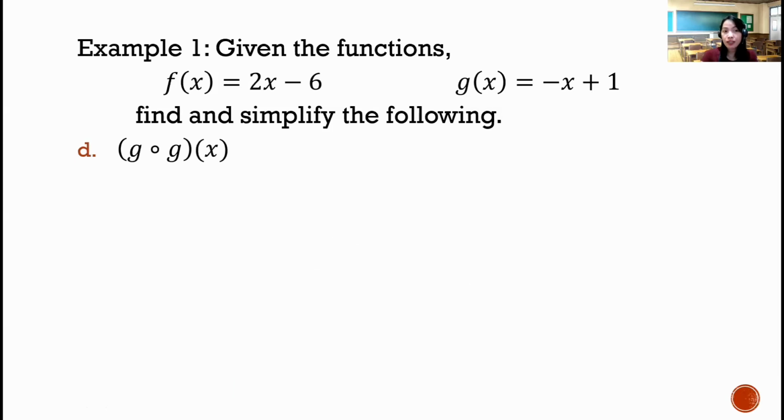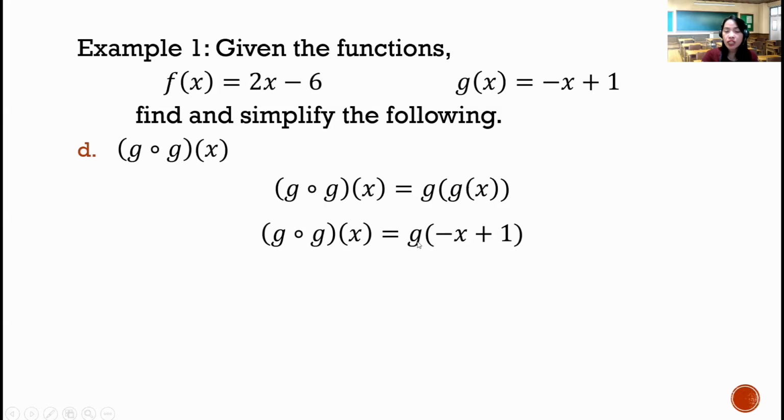And for example 1, letter D, we are going to find and simplify the following. The given in letter D is, we have g of g of x. From the definition, that is equal to this symbol, we have g of g of x. Ang nasa loob ng parenthesis ay ang function na g of x. So dito hindi masyadong nakakalito kasi pareho lang naman yung given na function which is g of x. So ito, you're going to get the value of this g of x and that would be g of negative x plus 1.